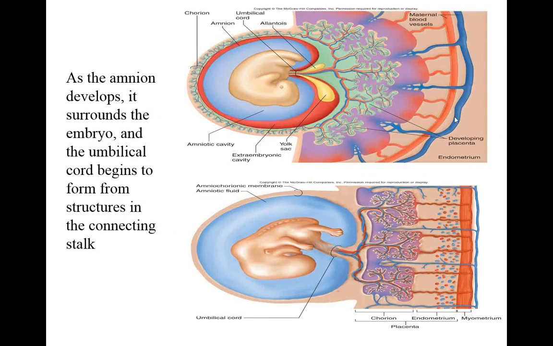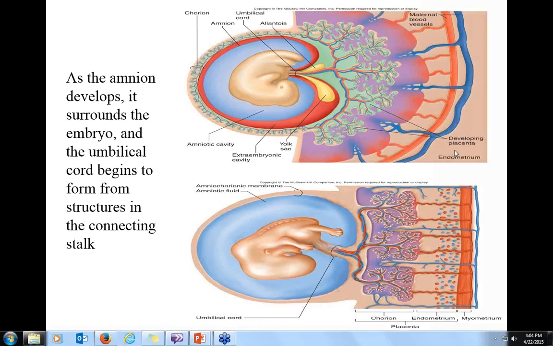All right. As the amnion develops, it surrounds the embryo. So amnion, or a fluid-filled cavity. The umbilical cord tends to form. And then this area here is going to start to form the placenta. Remember, the placenta is part of the embryo, and it's also part of the mother. It contains both cell types.